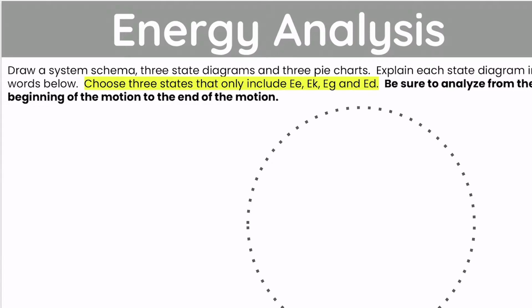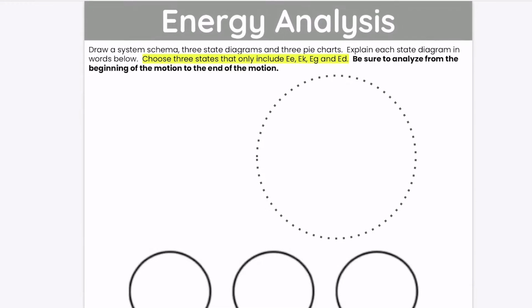So what we want to do is take a look at the directions first, all right? So we're going to draw a system schema, 3 state diagrams, and 3 pie charts. Explain each state diagram in words below. Choose 3 states that only include EE, EK, EG, and ED. Be sure to analyze from the beginning of the motion to the end of the motion.